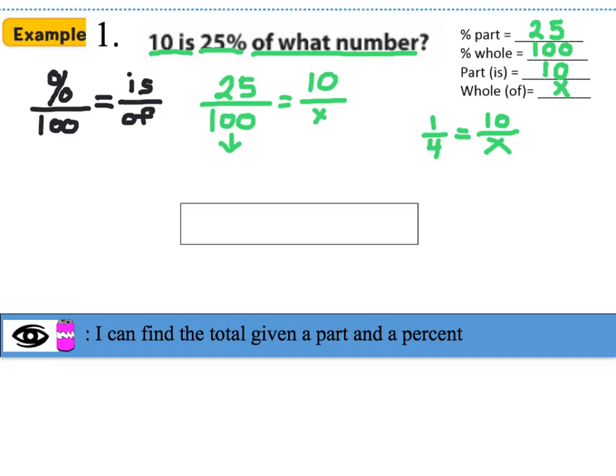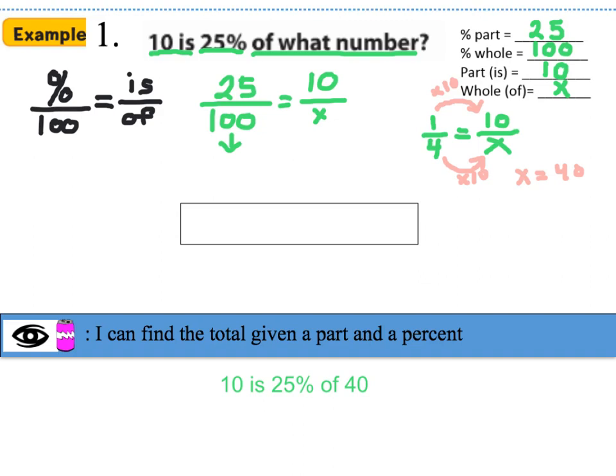So now I'm going to ask myself, how can I make this 1 look like a 10? So let's multiply that by 10. Whatever I do to the top, let's make sure we do that to the bottom. So my value of x is equal to 40. So in our answer, we can say 10 is 25% of 40.